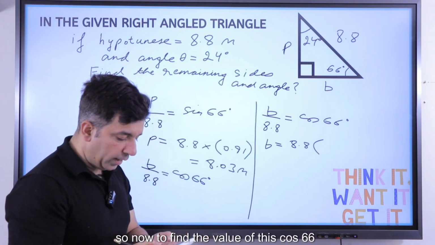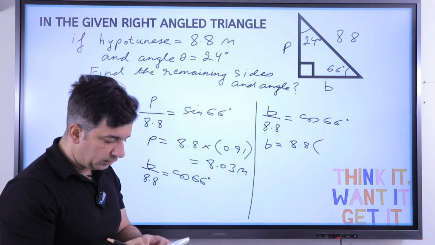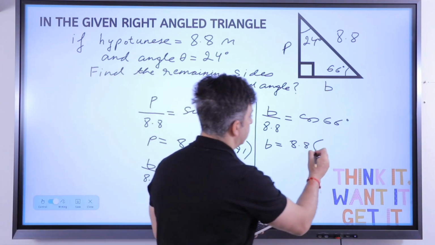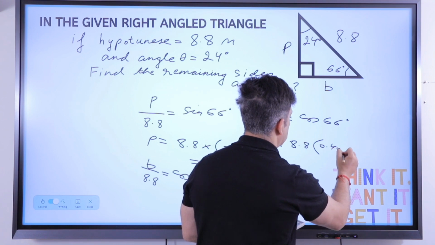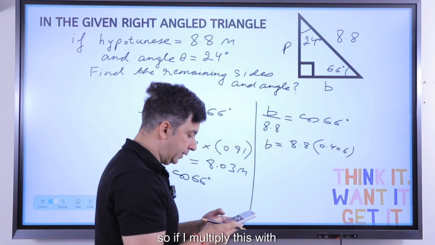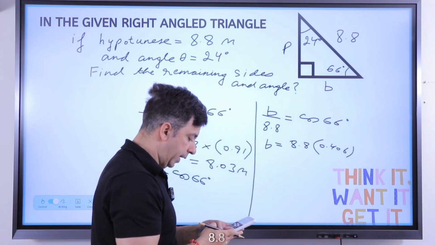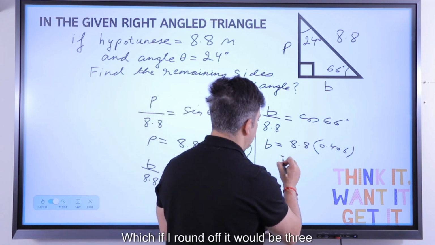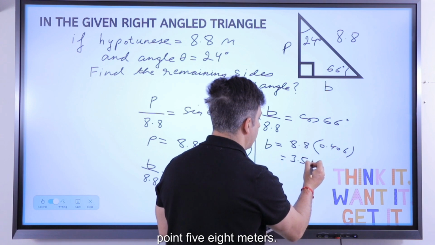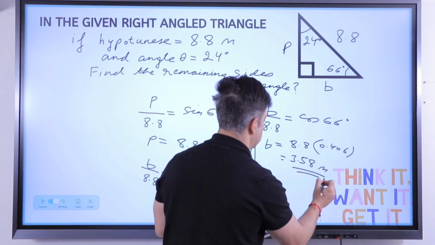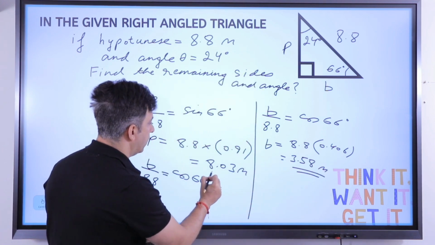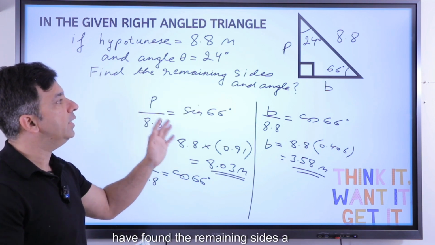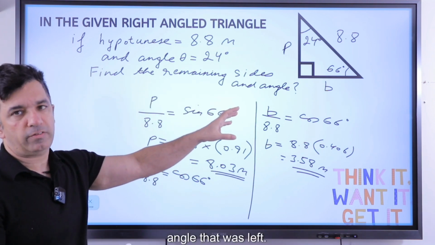Now the value of this cos 66 is 0.406. So if I multiply this with 8.8, my answer is 3.579, which if I round off would be 3.58 meters. So this is my complete solution of this triangle. We have found the remaining sides and the angle that was left.